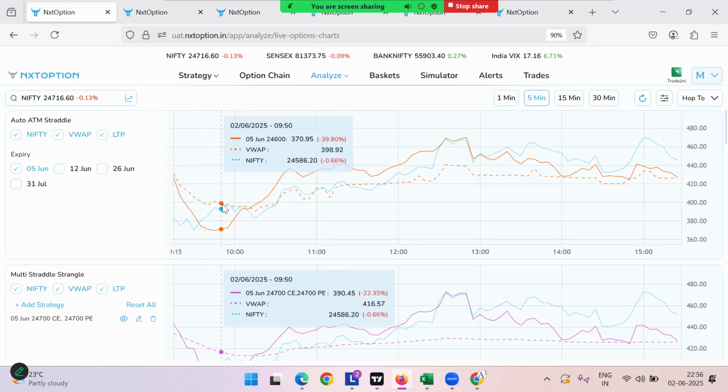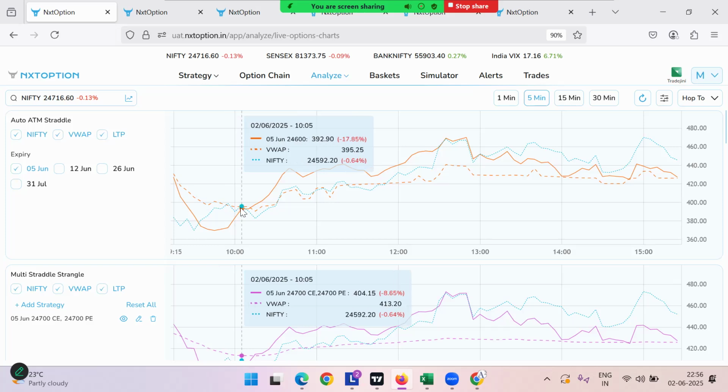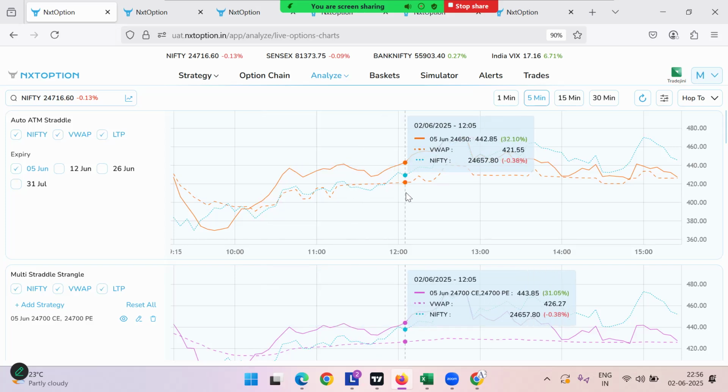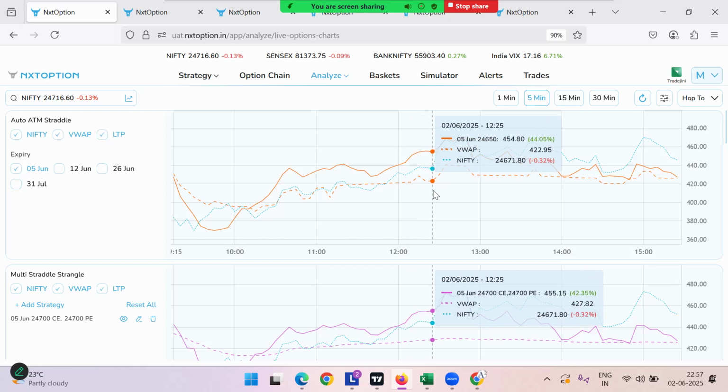The market remained at the same level. The straddle premium came to 395. You could have closed your position there, but assuming that you wanted to carry for a long time, then what would have happened? Then the market started to move upside, 24,665. Because of this, the delta acceleration in the call option happened and the premium went up to 454.